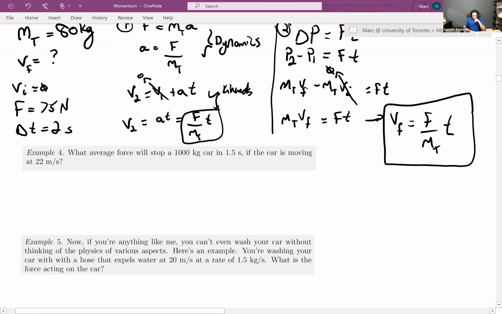Next example. What average force will stop a 1,000 kilogram car in 1.5 seconds if the car is known to be moving at 22 meters per second? So this is a good sort of sanity check.